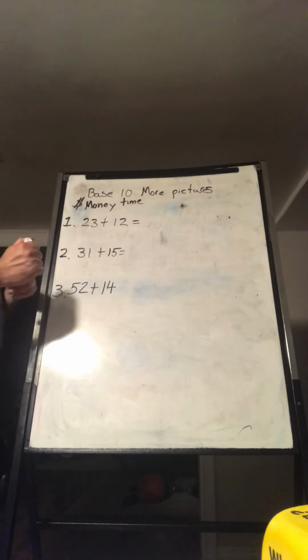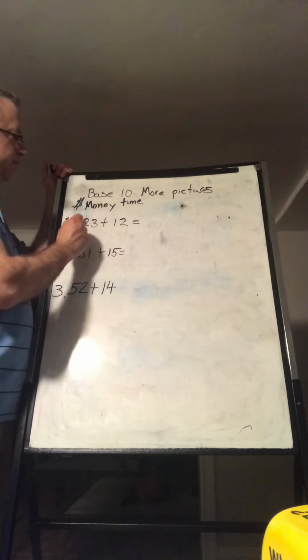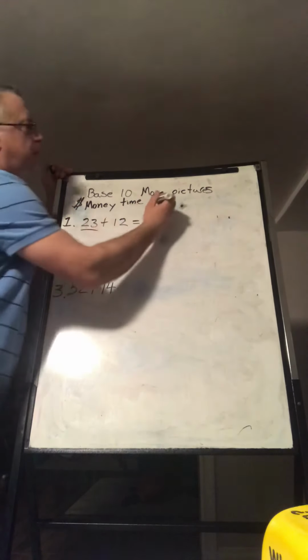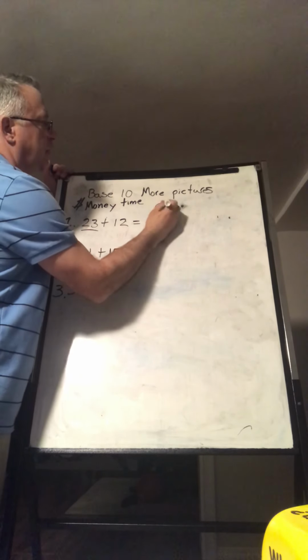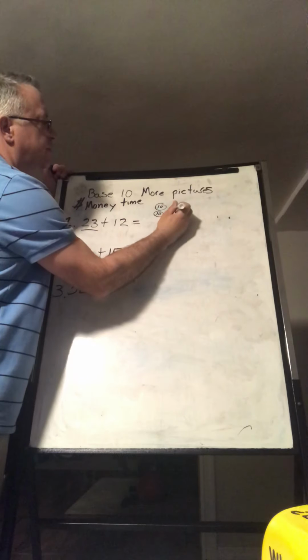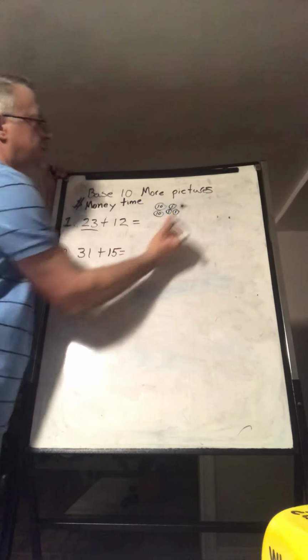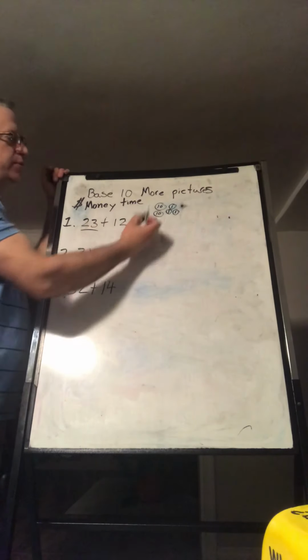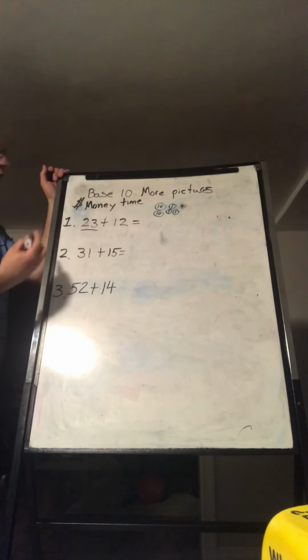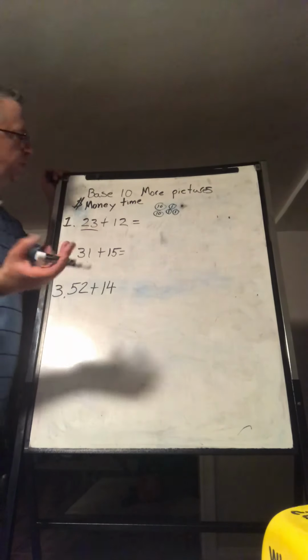Another way to draw it is if I had the number 23. I might simply just draw it like this. A 10 and a 10. There's two 10s. And then I have 1, 2, 3. We're going to call those ones. We're just going to pretend this is money for a second. So that would be 2 dimes and 3 pennies. Would make 23 cents. That works.